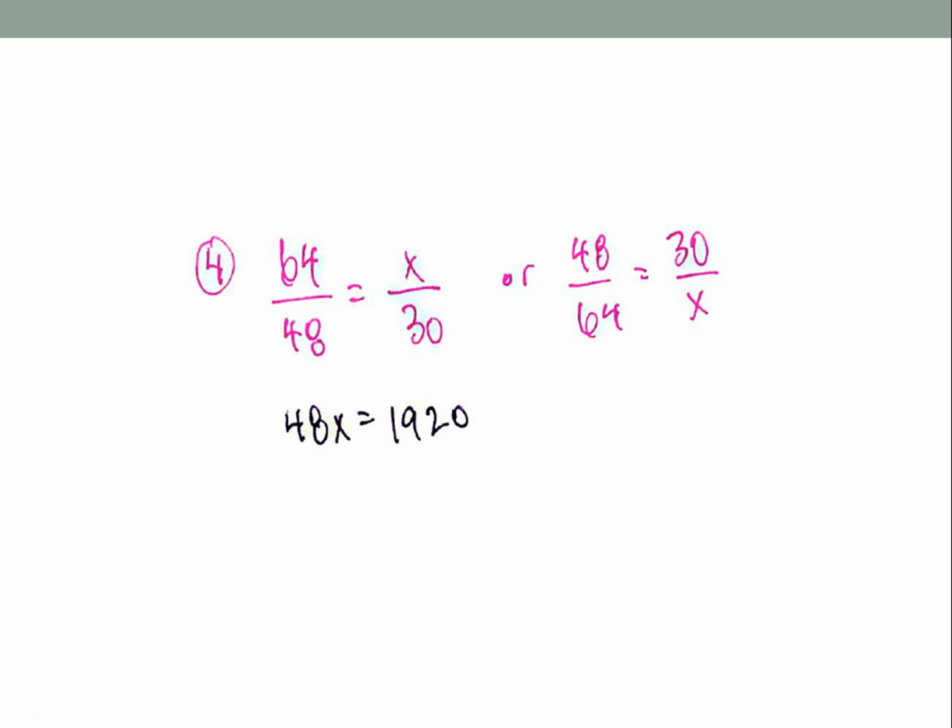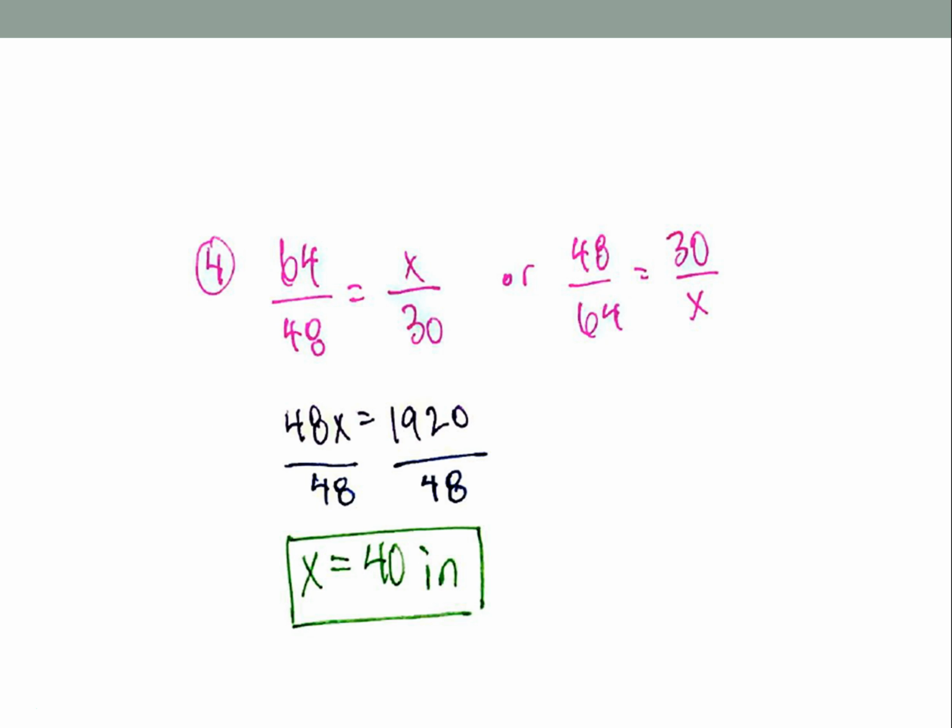48x is equal to 1920. Isolating for x, I do the inverse operation, which is division, and that gives me 40 inches. That's how tall the other person is.